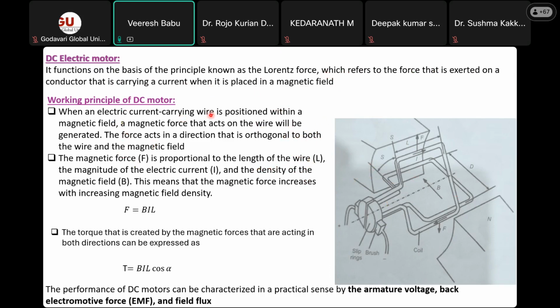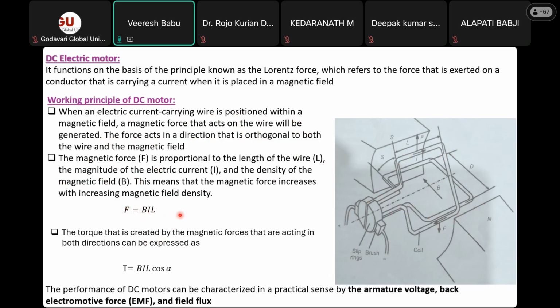The working principle is something like this: when an electric current carrying wire is positioned within a magnetic field, a magnetic force that acts on the wire will be generated. The force acts in a direction orthogonal to both the wire and the magnetic field. The magnetic force is proportional to the length of the wire L, the magnitude of the electric current, and the density of the magnetic field B, and this is given by F equals BIL. This is very well known.